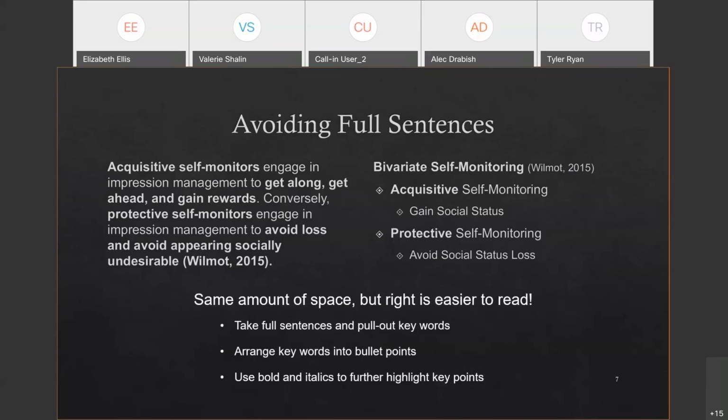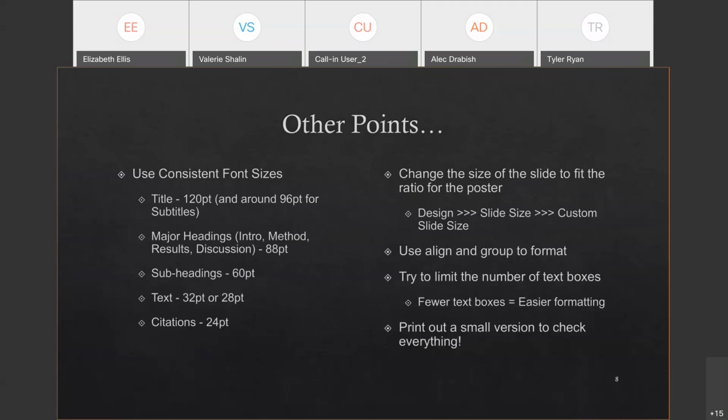All right, so we're going to move on to the next part. This is just some other points, elaborating on some of my do's and don'ts. So, use consistent font sizes. We're going to do a breakdown in just a minute of the way the poster can be laid out, and you'll see you'll have a title, subtitles, major headings, subheadings, text, and citations.